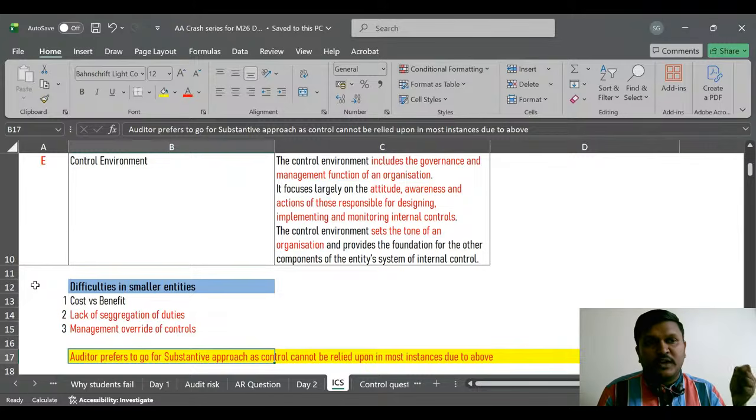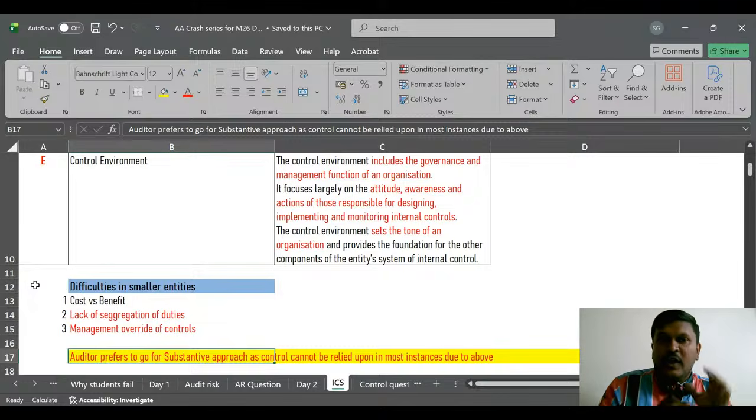For example, if you keep the key below a plant box, something we usually do in our homes when we have only one key, and someone from outside knows that you are keeping the key over there, then although the control is designed effectively, it might not operate effectively. So this particular thing has to be considered.